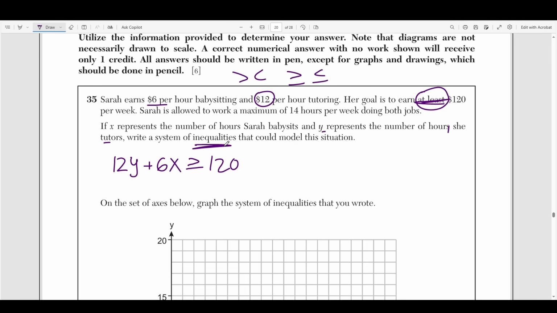Then, if y is the number of hours that she tutors, and x is the number of hours that she babysits, we know that she can work a maximum of 14 hours per week. If you're working a maximum of 14 hours per week, you can't go above 14. So you can work up to 14 hours, but you cannot go above it. So that means that x plus y has to be less than or equal to 14. Why? Because again, a maximum of 14 means that the max is 14. You can stay at 14, you can't go beyond it. So that is our system of inequalities here.